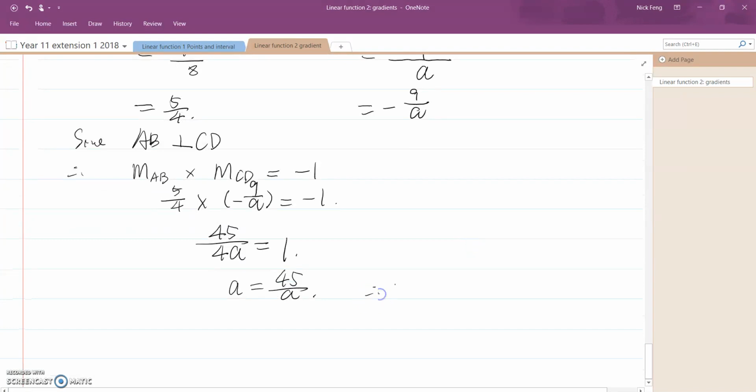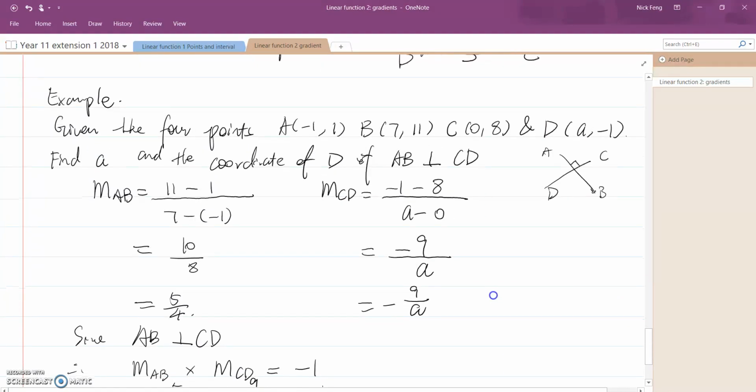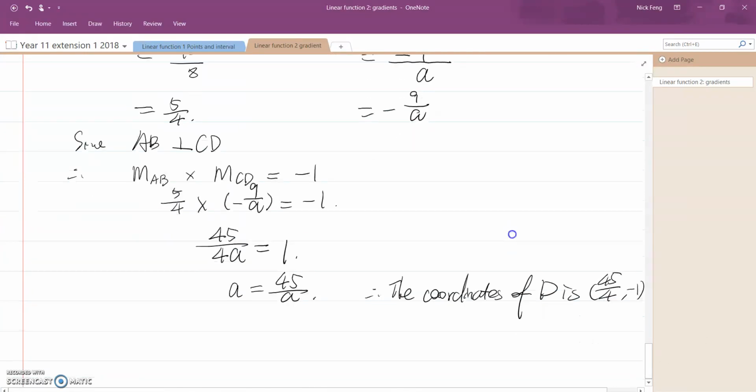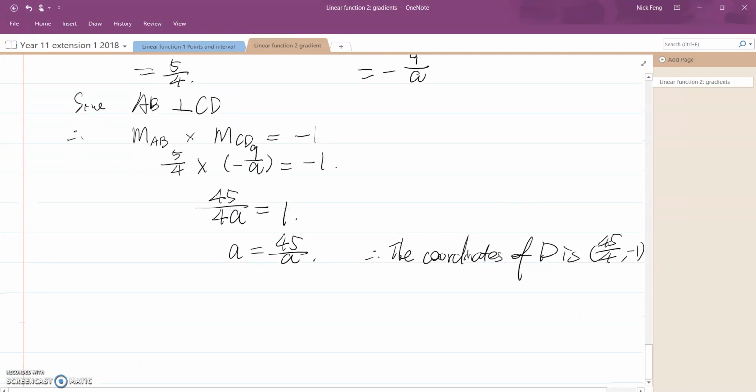So therefore, the coordinates of D is 45 on 4 and -1. Okay? This is how we're using perpendicular through the definition of gradient.